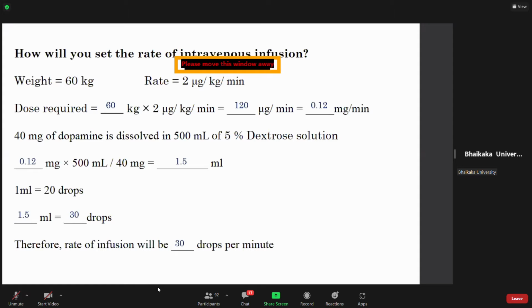Yes, good. Clear, everyone? So we have to set the 30 drops per minute of dopamine solution to reach the rate of 2 microgram per kilogram per minute. So this is your answer of first question.